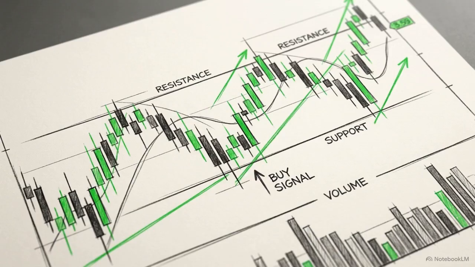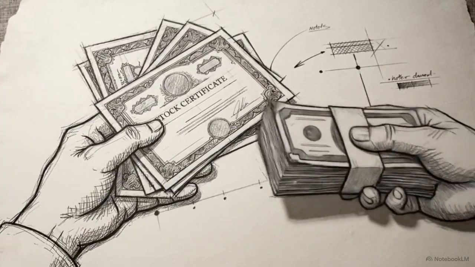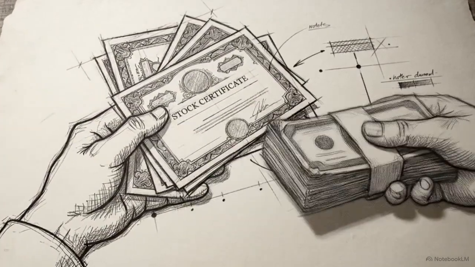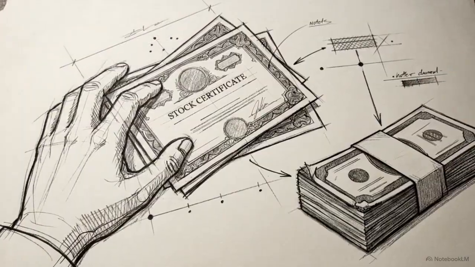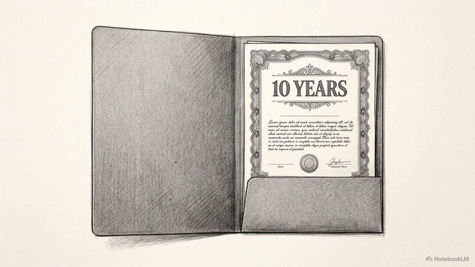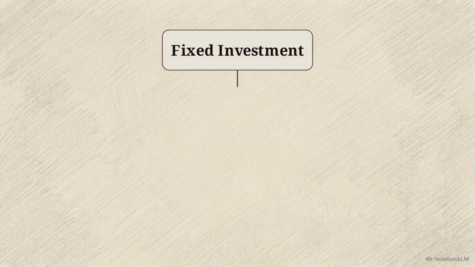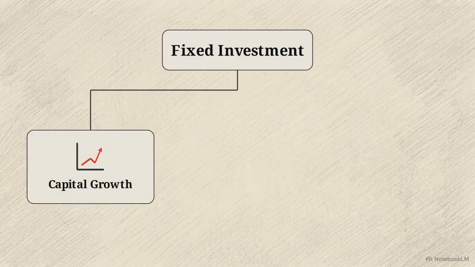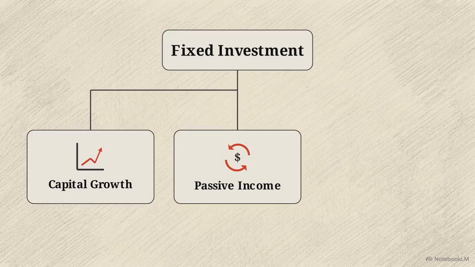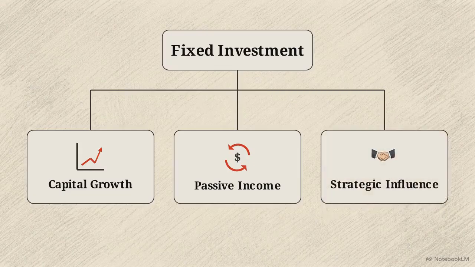Current investments are tools to optimize short-term liquidity. A company holds them explicitly to be sold or converted back into cash within 1 year or a single operating cycle. Fixed investments are held for the long term. Management intends to keep them to secure capital growth, generate regular passive income, or exert strategic influence over another entity.